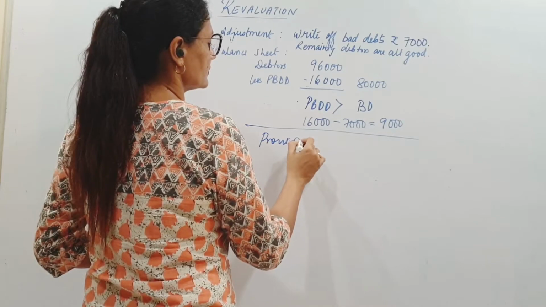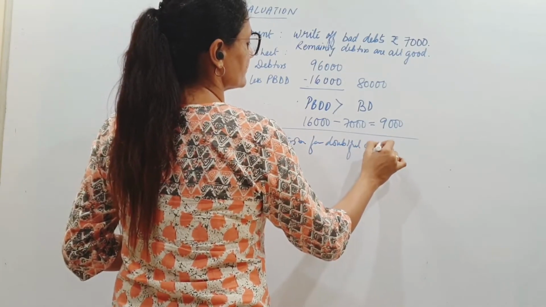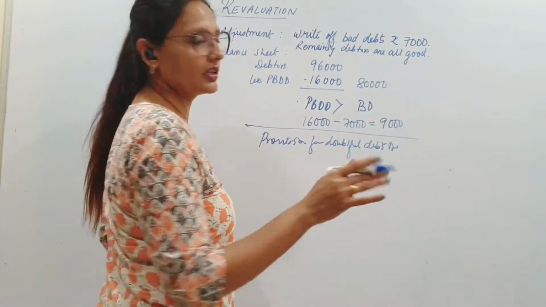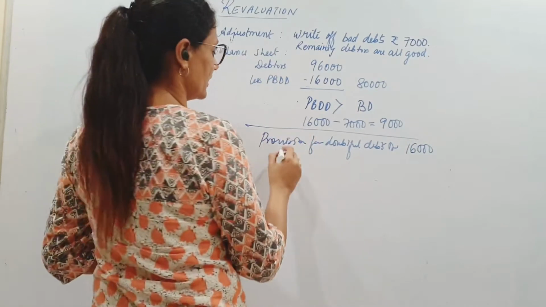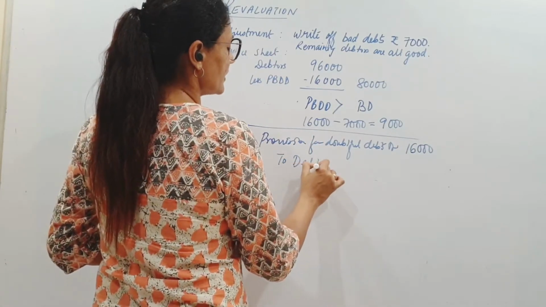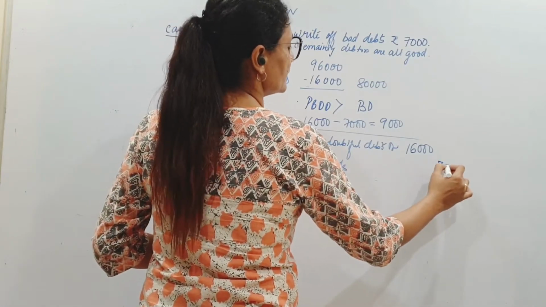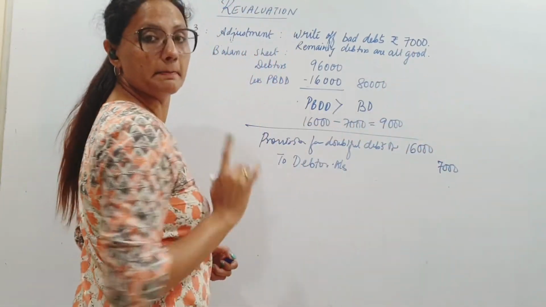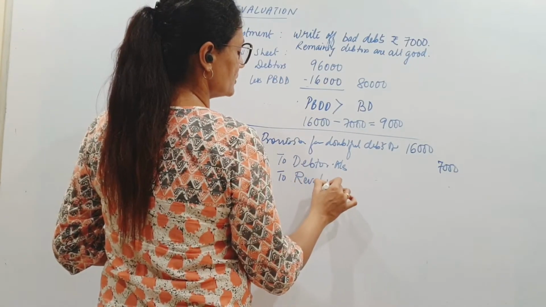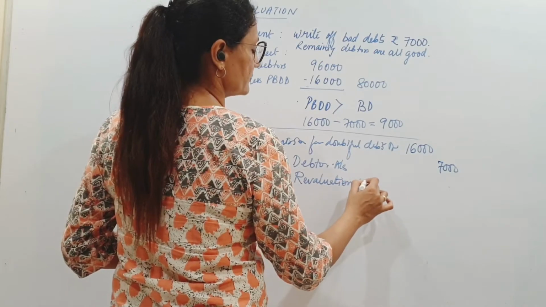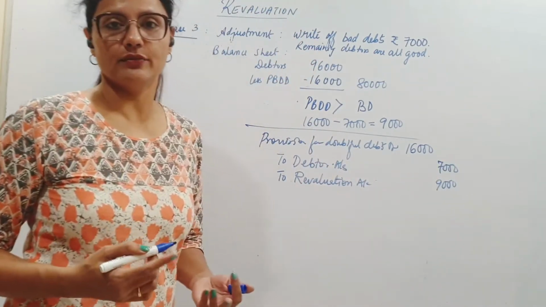Provision for doubtful debts. I do not require anything. Entire 16,000 I have to write off. So पूरा debit कर दिया. Out of this, I am utilizing to write off debtors worth 7,000 because that is bad debts. 2, the remaining 9,000 I told you is a gain for me. This 9,000 will be credited to revaluation account.